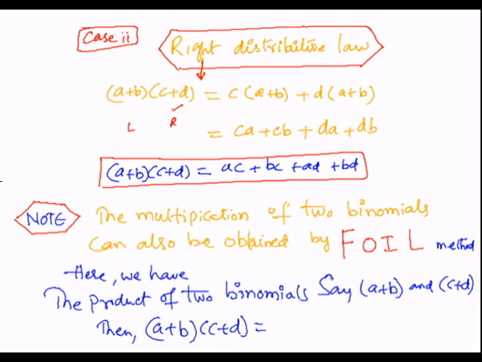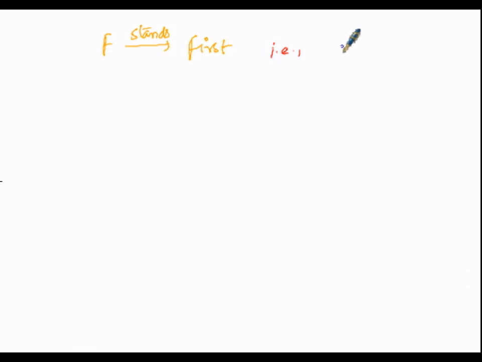F stands for first terms. In a plus b and c plus d, the first terms are a as well as c. So here we have to multiply a into c, that is ac, as the product of first terms. So a into c is ac. So in this manner we got the product here, ac.